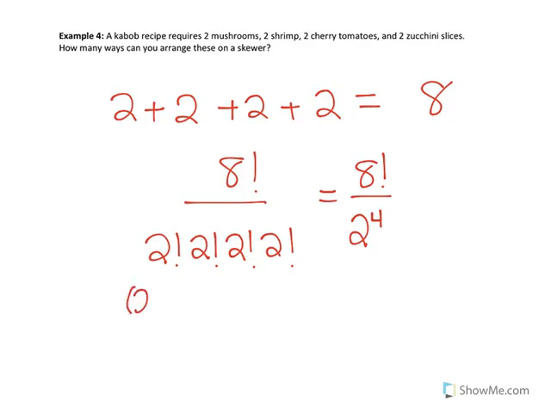And I can only do that because 2 factorial is just 2 times 1, which is just 2. And when I divide that, that's 2,520. I wouldn't bother canceling there because that's too much writing. Alright, so that's when you have identical objects.